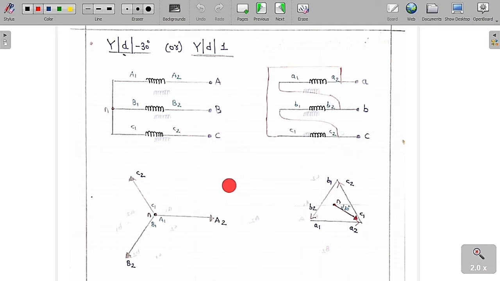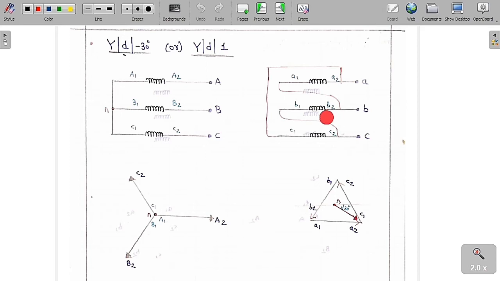Now I am going to draw the phasor diagram of this star connection and also this delta connection. If you see clearly, this is A1, A2, this is B1, B2 and C1, C2. As A1, B1 and C1 are connected to a common point, which is called N, I am going to join the three vectors at the point N. We give supply to A2, B2 and C2, so you have to put the arrows at A2, B2 and C2.